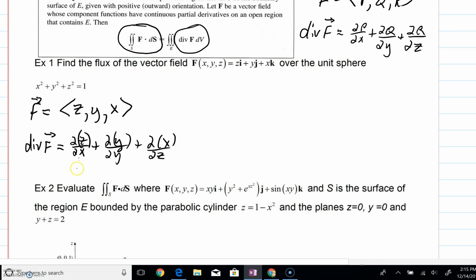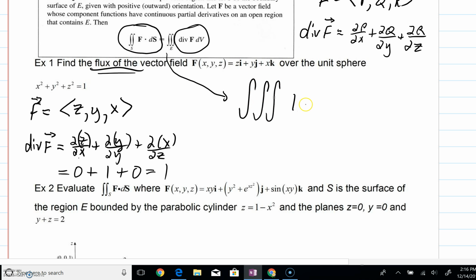Well, the partial derivative of z with respect to x is 0. Partial derivative of y with respect to y is a 1. Partial derivative of x with respect to z is a 0. Our divergence is just a 1. So as we're asked to find this flux here, this now becomes a triple integral of 1 dV, and our surface in this case is a unit sphere. That's the solid. We could work this out.